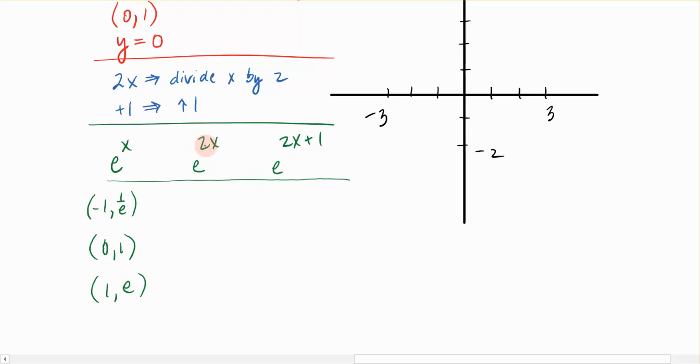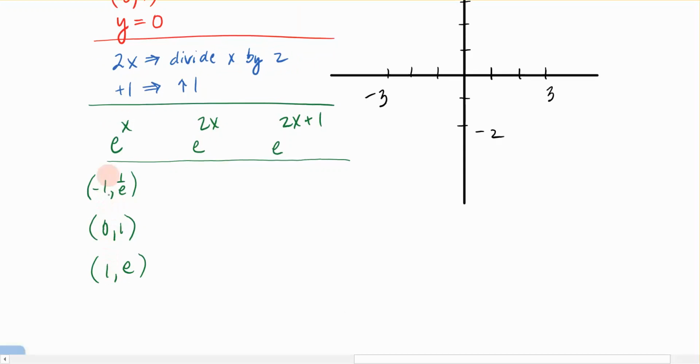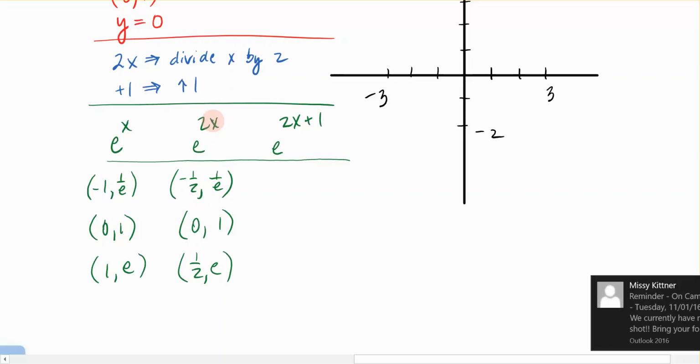Now, if we're moving to this next translation, it says that I'm going to divide my x-coordinate by 2. So in the ordered pairs that you see here, I'm going to divide each of the x-coordinates by 2. So I have -1 divided by 2, which is just -1/2, 1/e. The 0 divided by 2 is just 0, 1. And finally, 1 divided by 2 is 1/2, e. That's the effect of multiplying by 2.